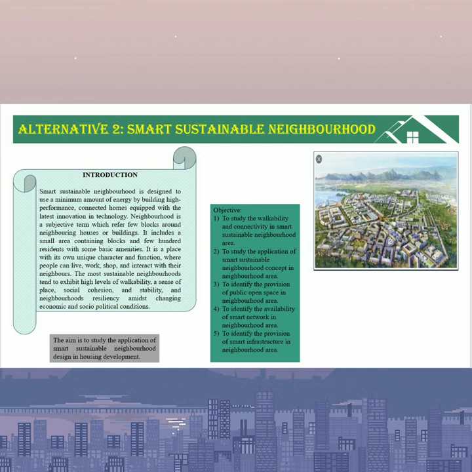Alternative 2: Smart Sustainable Neighbourhood. A Smart Sustainable Neighbourhood is designed to use a minimum amount of energy by building high-performance, connected homes equipped with the latest innovation in technology. Neighbourhood is a subjective term which refers to a few blocks around neighbouring houses or buildings. It includes a small area containing blocks and a few hundred residents with some basic amenities.